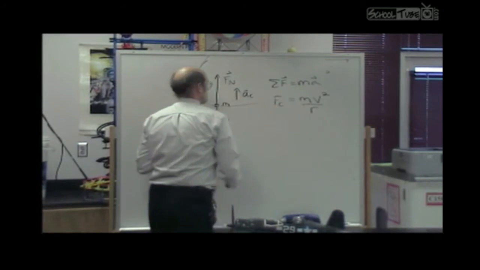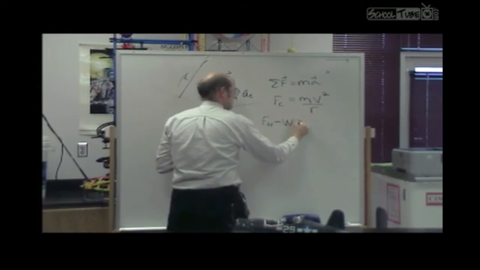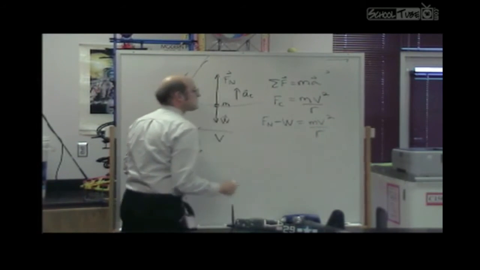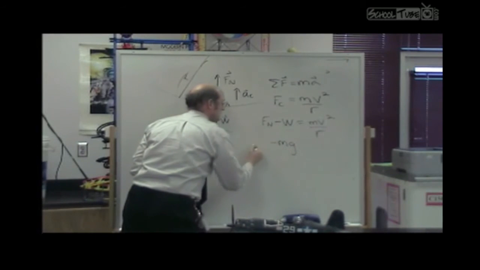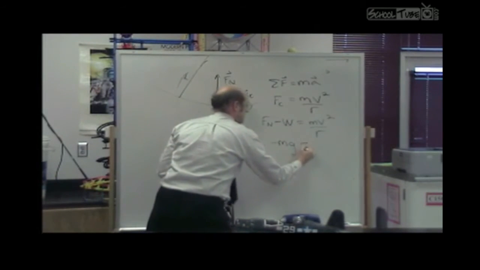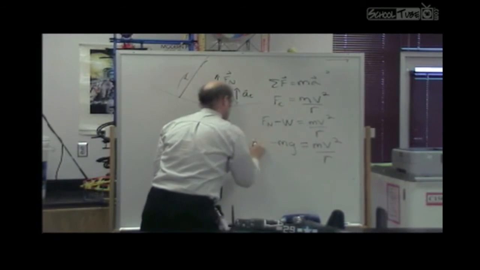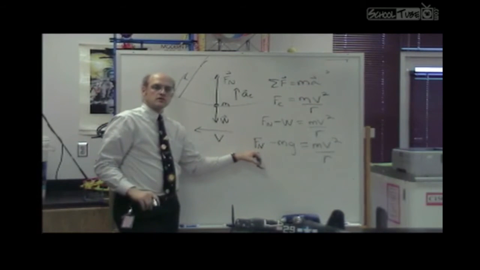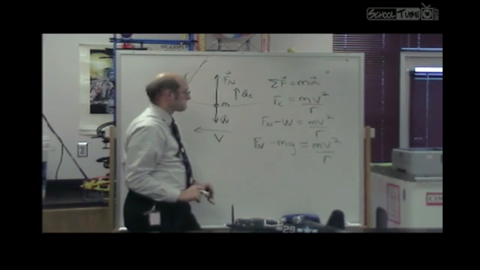The centripetal force then would be equal to the normal force minus the weight. The weight of the pilot would be the mass of the pilot times the acceleration due to gravity. This is what the pilot feels he or she weighs. This is the actual weight of the pilot.